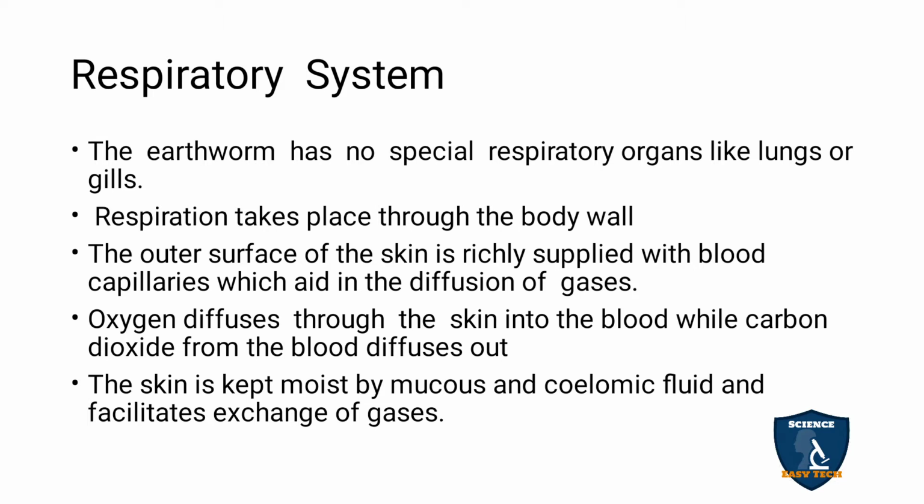The respiration takes place through the body wall of the earthworm. The outer surface of the skin has blood capillaries, and through that the diffusion of gases takes place. Diffusion means the in and out movement of gases. So oxygen diffuses into the earthworm through the skin. When oxygen enters the body of the earthworm, the carbon dioxide is expelled, that is, it diffuses outside the body.